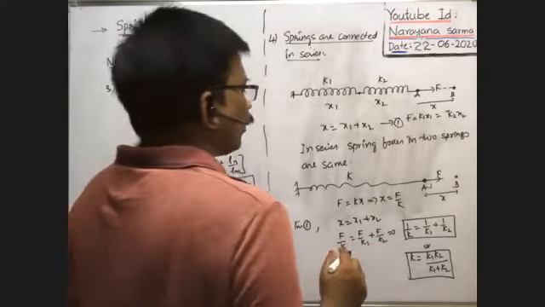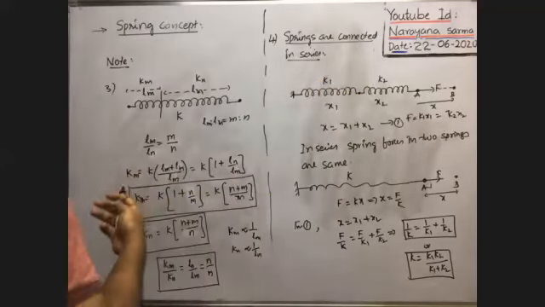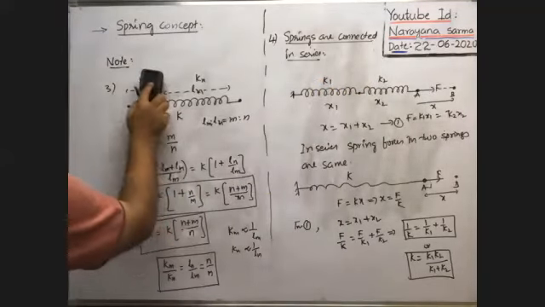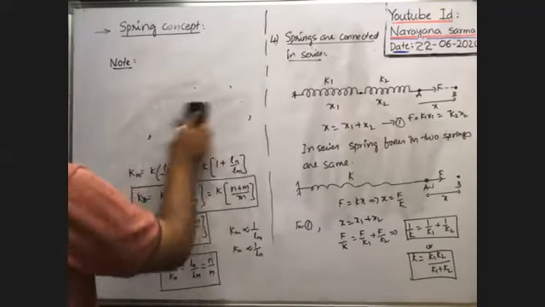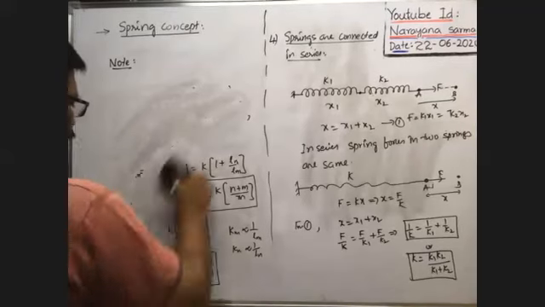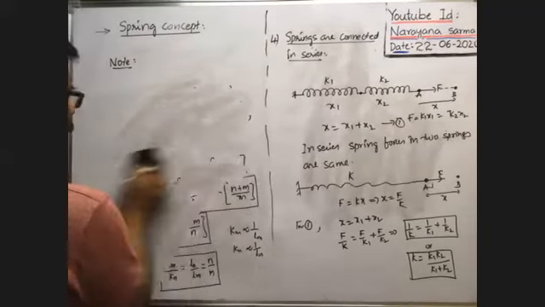So when two springs are connected in series, what is the ratio of the restoring forces developed in the two springs? What is the ratio between the spring forces developed in the two springs? Spring force developed in the two springs is how much?